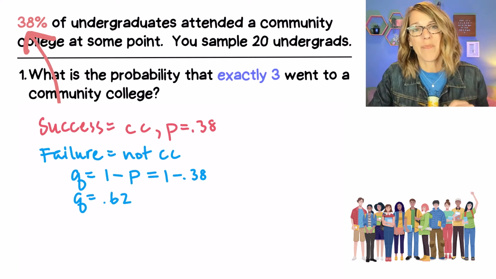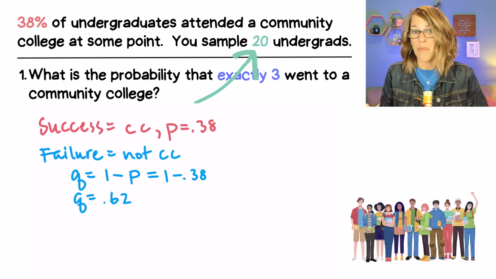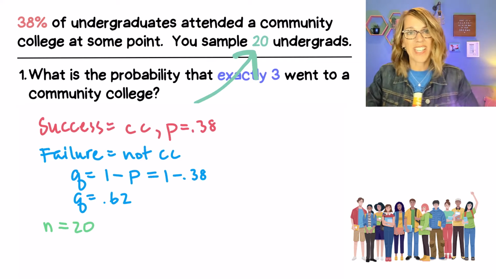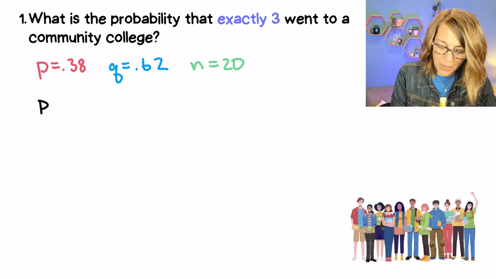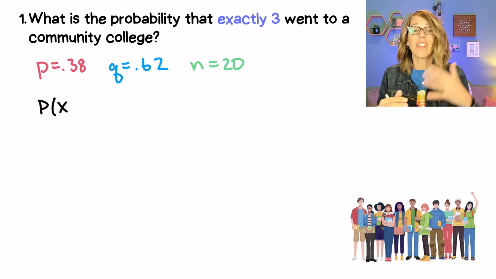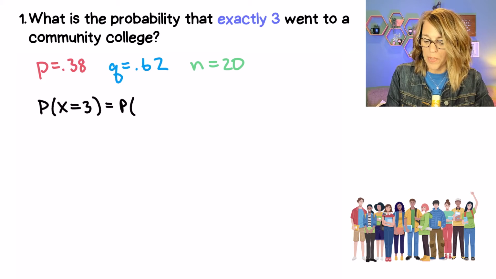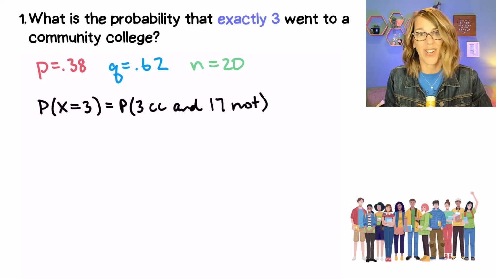Finally, we need to know the number of trials, and in this case, that's the number of undergrads that we interview. N, the number of trials, is equal to 20. So I've got all of my information, and I'm ready to put this into my formula. Now our probability was for exactly 3. So I'm going to write the probability of X, which is the number of students that say yes. So X is equal to exactly 3. So this means that we're going to have the probability of 3 that attended a community college, and 3, this is out of 20, so the rest, 17, did not attend a community college.